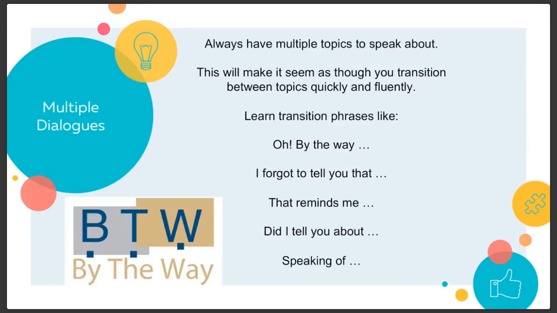Next, multiple dialogues. This is something that we can add to our speech as well. You should always have multiple topics to speak about. So in your head, when you're speaking to someone, think of the next topic. Think of what else you can say. And this will make it seem like you can transition between topics really quickly. Other people who are listening to you or communicating with you will think that you're really fluent because as soon as you stop talking about one topic, you jumped into the next topic.